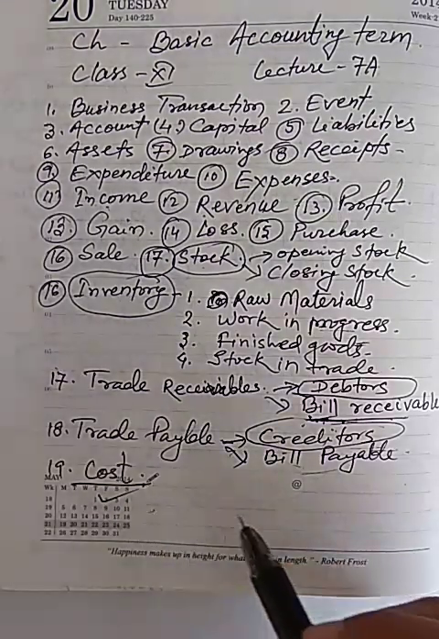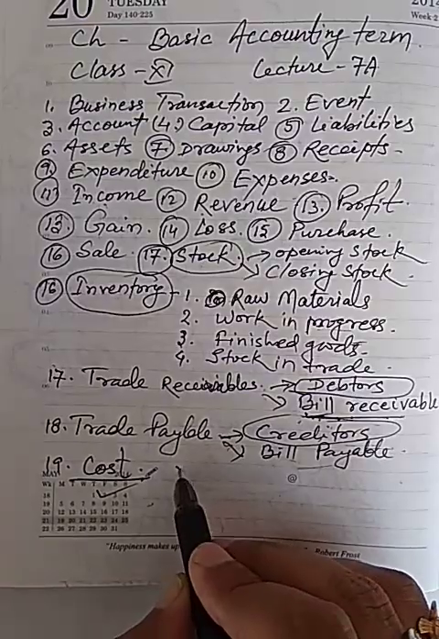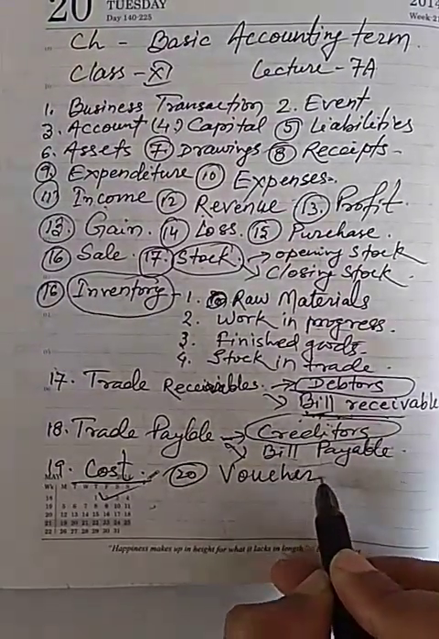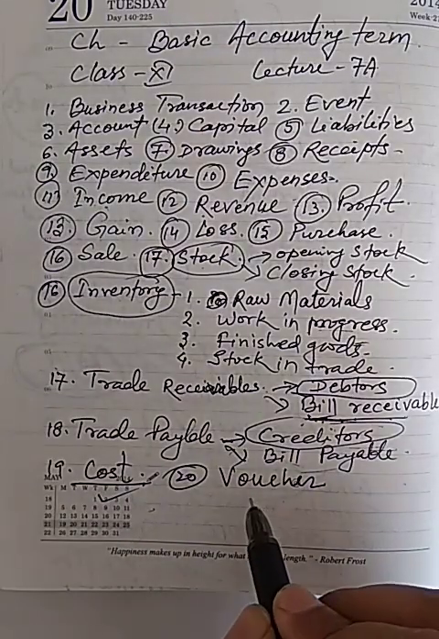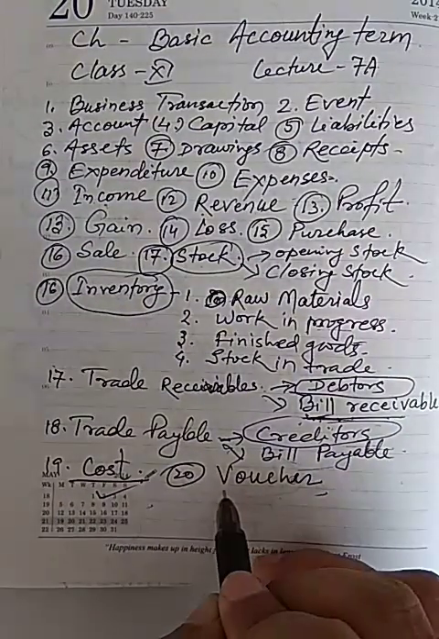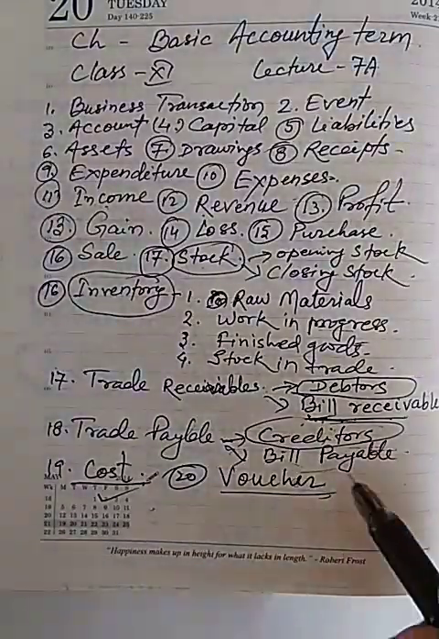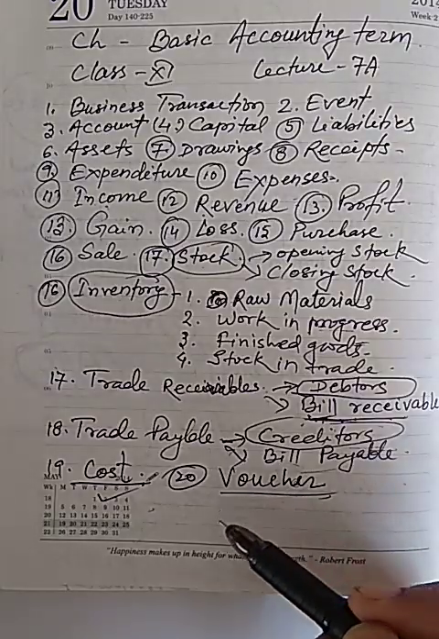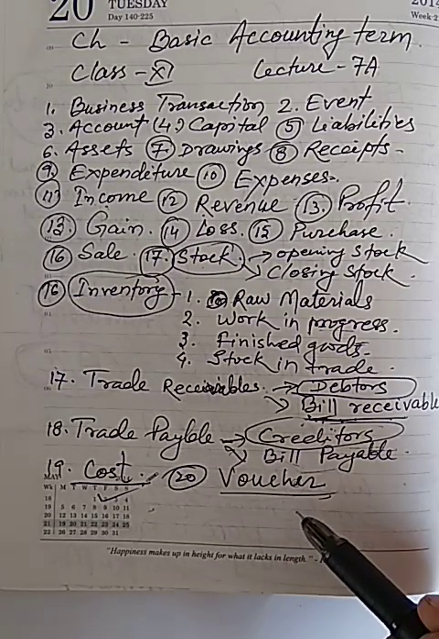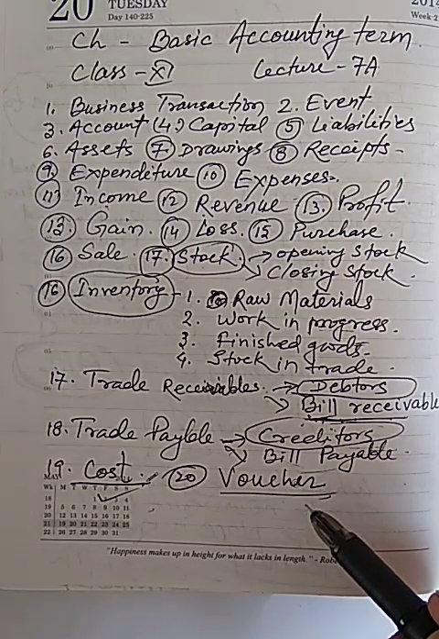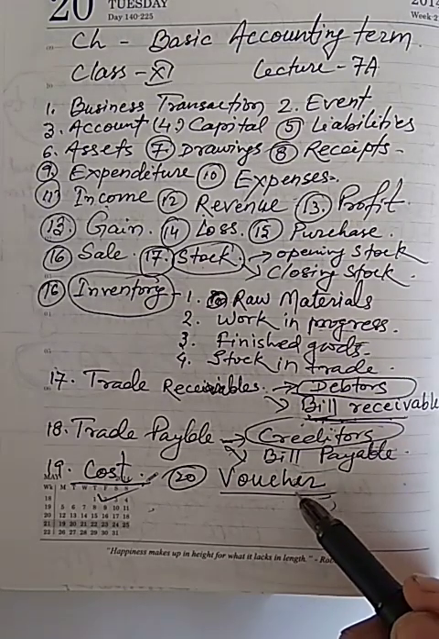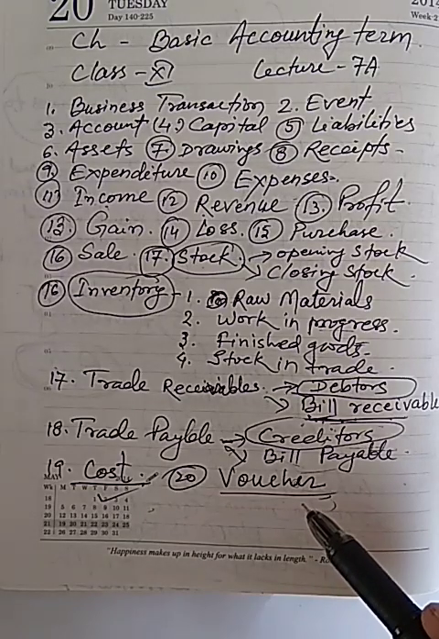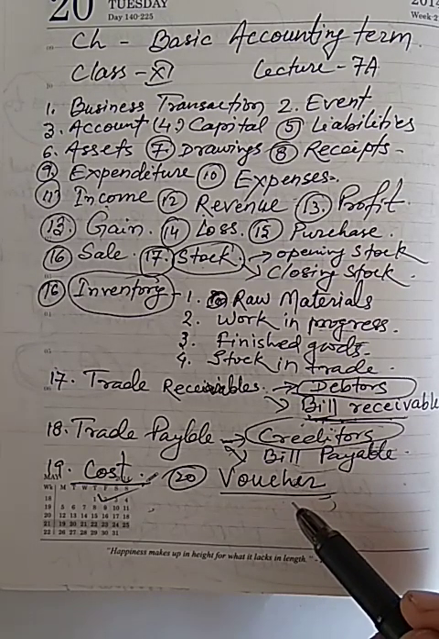Now, next point is voucher. Voucher is a document which provides the authentication to pay and on the basis of which the business transactions are first of all recorded in the books of account.